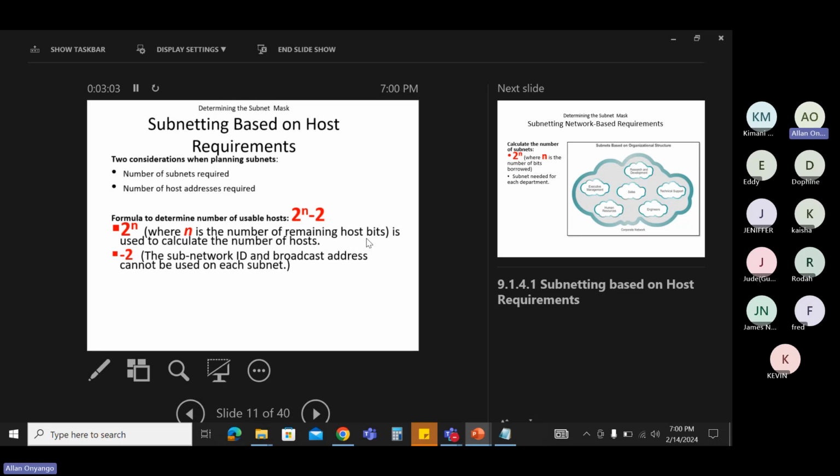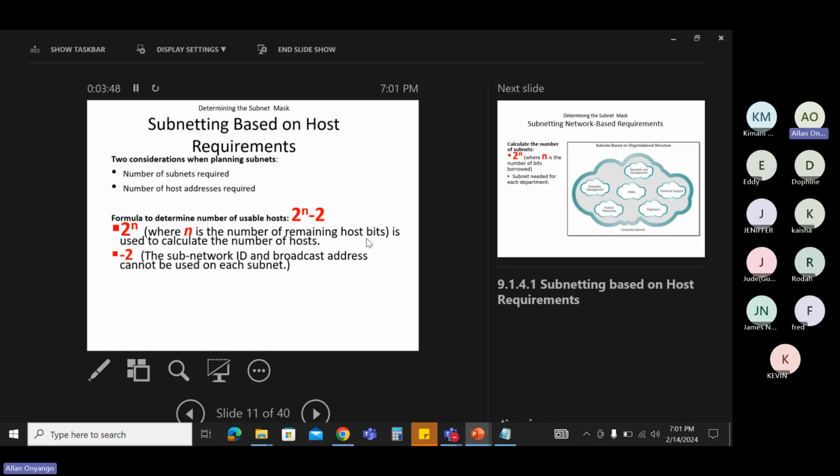Let me now go to the formula 2 power n minus 2. The n there is the number of bits reserved, because 2 power n minus 2 is calculating the number of usable hosts. After you make 2 power n, we are going to subtract 2 addresses. These 2 addresses cannot be assigned to any end device, which means they are not usable. The first one is called the network address, which we talked about today. The other one is called the broadcast address. And that will be asked in the exam.